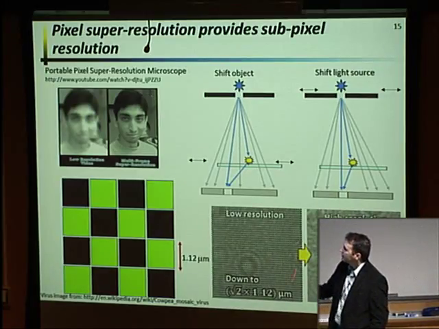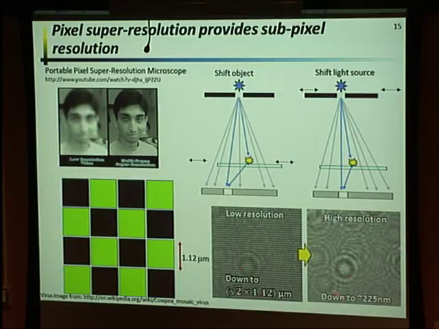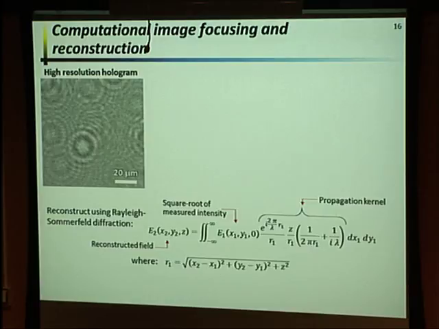So what we can do is go from these low-resolution pixelated holograms to this high-resolution hologram. In this case, we can get resolution down to about 225 nanometers half-pitch using this approach. This is essentially very close to diffraction limited, very close to that lambda over 2 resolution in terms of half-pitch. Then the final step is how do we go from these holograms to what the object actually looks like? This step we do computationally.